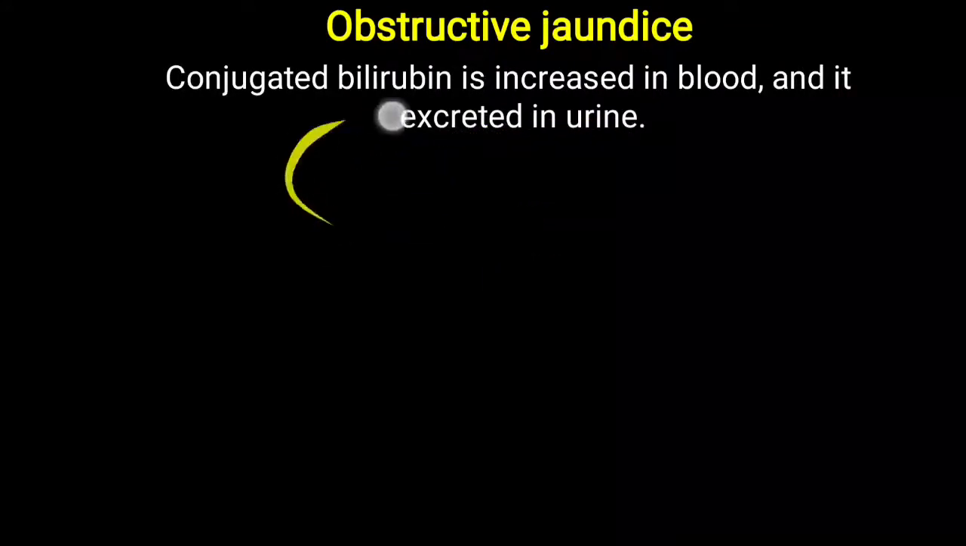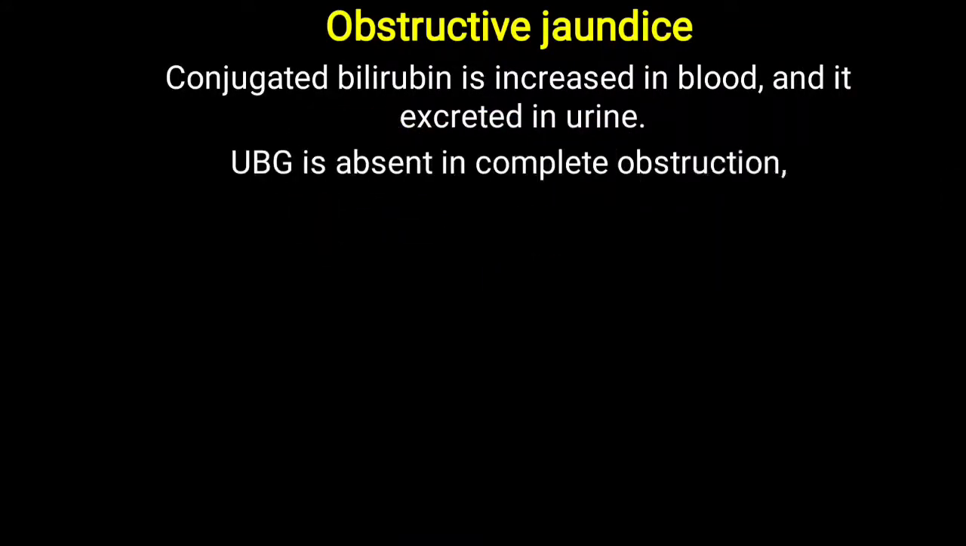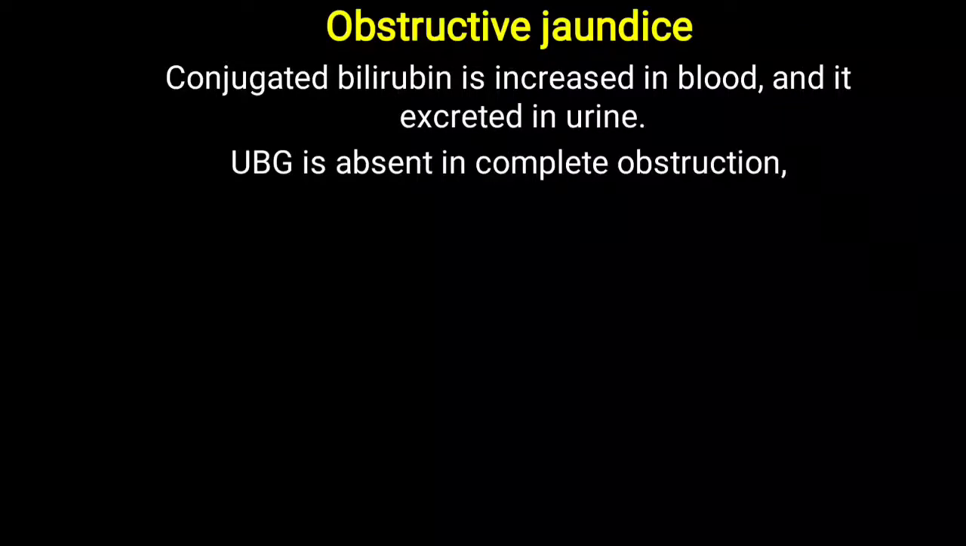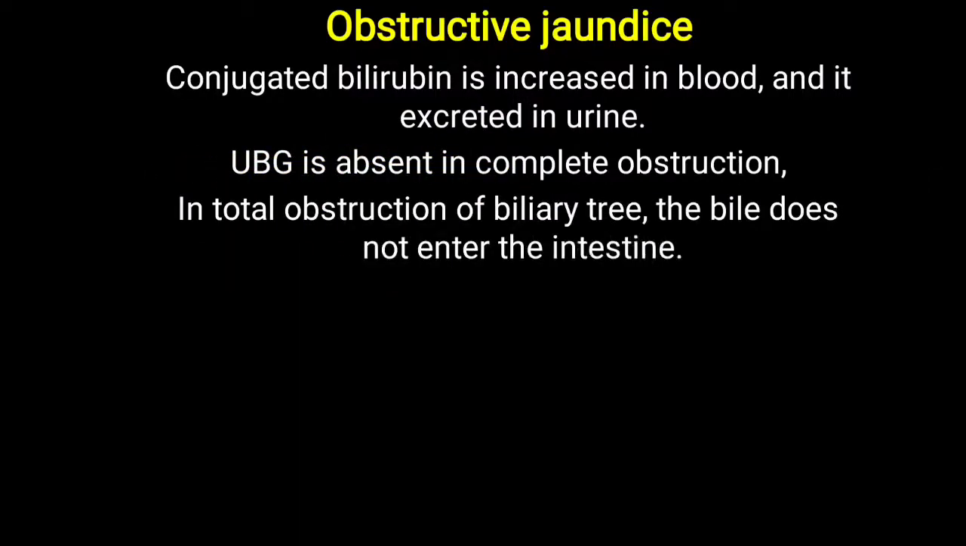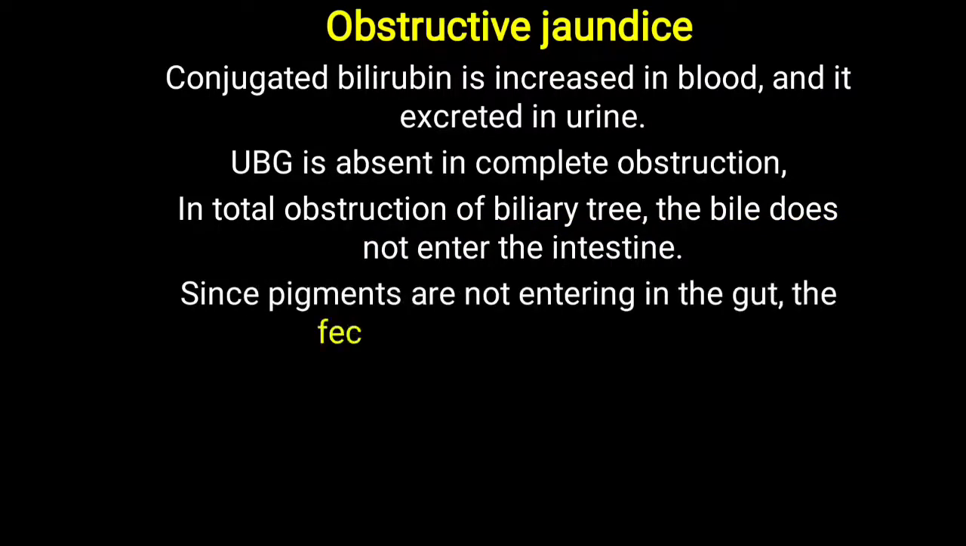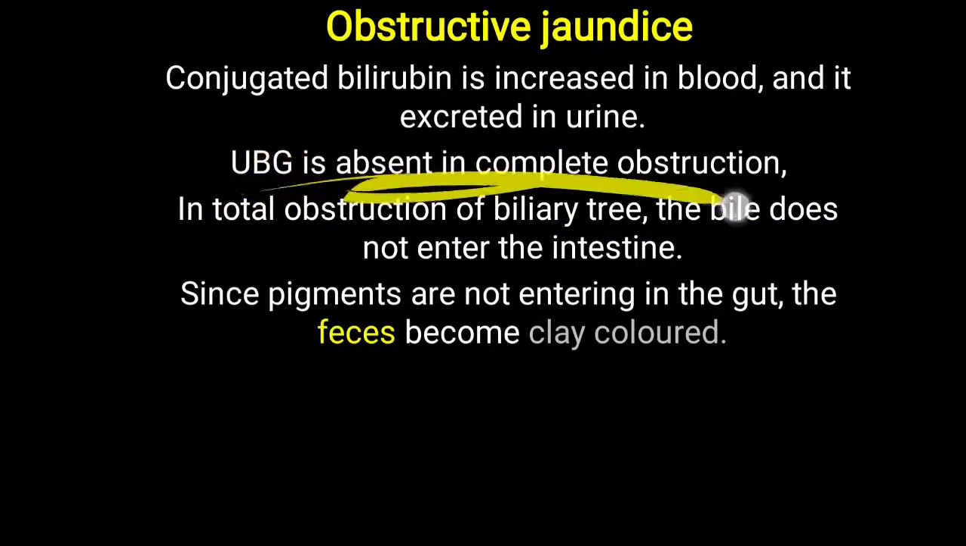So here you have to remember bilirubin is excreted out, but oppositely, urobilinogen will be absent in complete obstruction, because in obstruction this conjugated bilirubin is not entering the intestine, and urobilinogen is generated in the intestine. So conjugated bilirubin appears in the urine, but urobilinogen is totally absent in a complete obstruction of this obstructive type of jaundice. In total obstruction of the biliary tree, the bile does not enter the intestine, so urobilinogen will not be generated and will be completely absent.